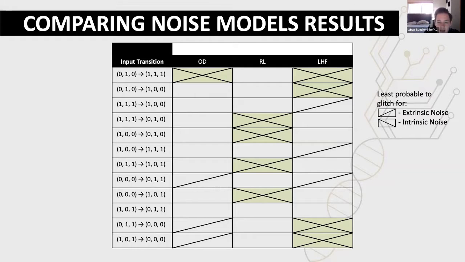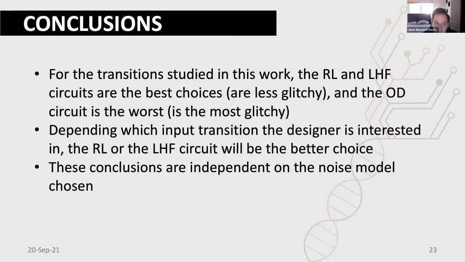And here we see that the green shaded area with the cross in it, those are where the intrinsic and extrinsic noise model gave the same prediction. And we can see that the logic hazard-free and the redundant logic one are clearly better than the original design and win in most cases. So what kind of conclusions can we draw from that? First of all, the redundant logic and the logic hazard-free circuits are the better choice, usually performing better than the original design.